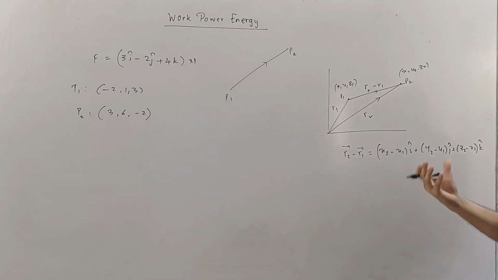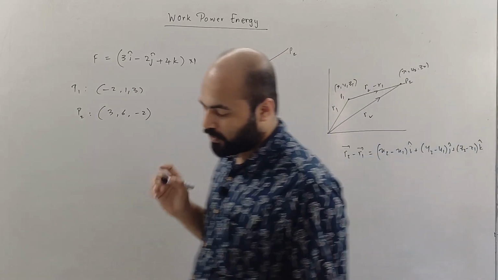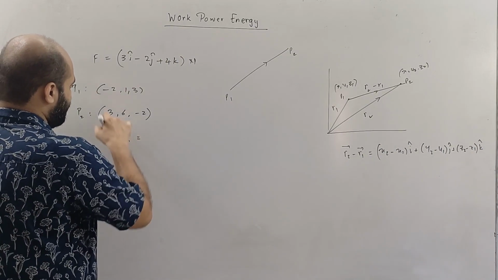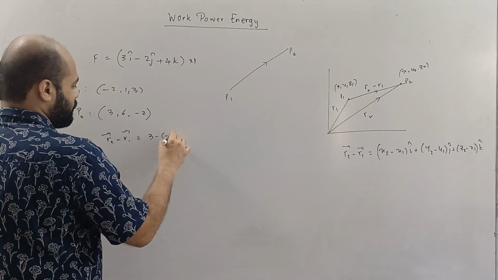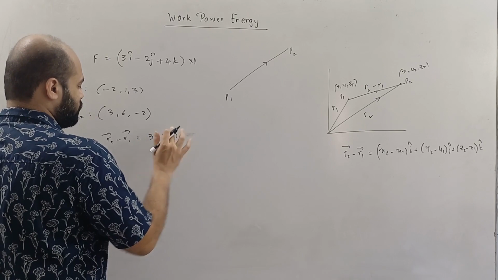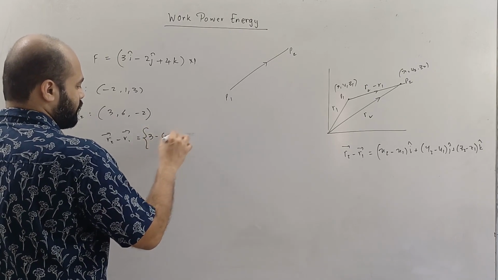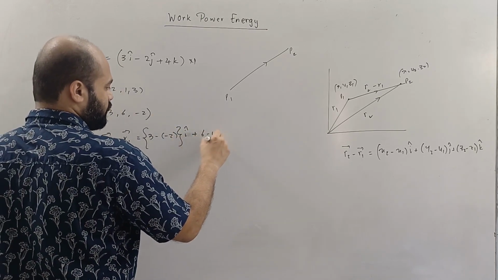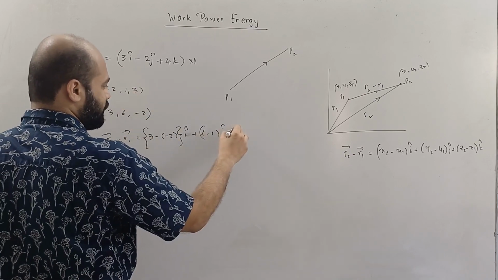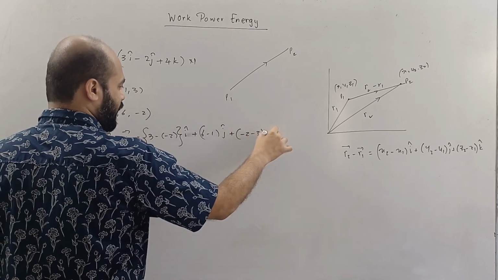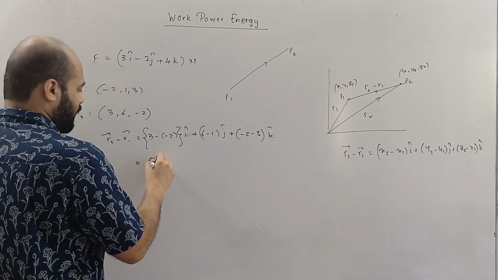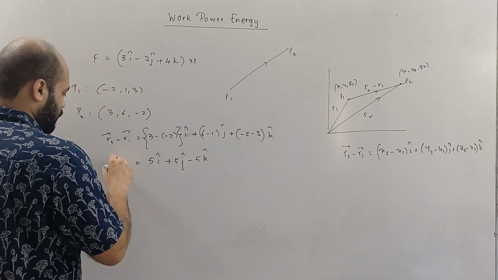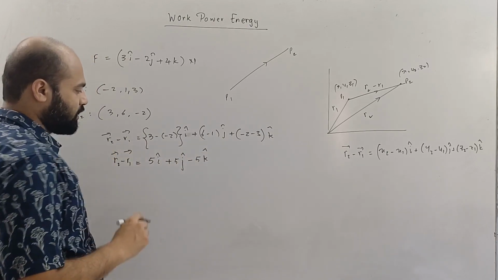So r2 bar minus r1 bar is the displacement vector, and so to find the displacement vector over here, what you're going to do is r2 minus r1 is going to be 3 minus minus 2, which is, I'm going to write this as i cap, then 6 minus 1 j cap, and finally minus 2 minus 3 k cap. So what you're going to get is 5 i cap plus 5 j cap minus 5 k cap. This is r2 bar minus r1 bar, the displacement vector.